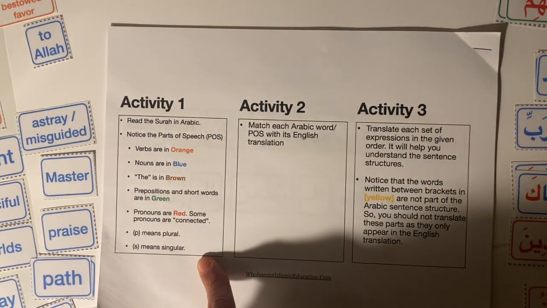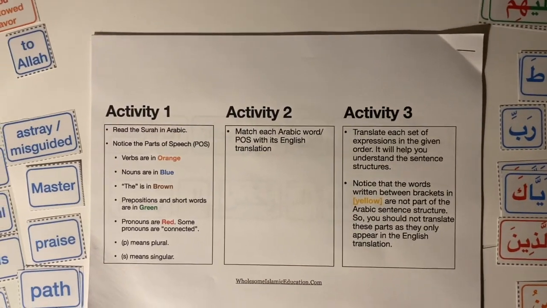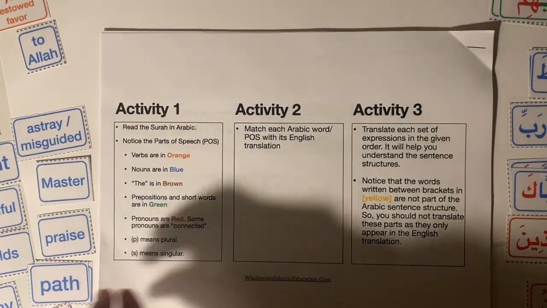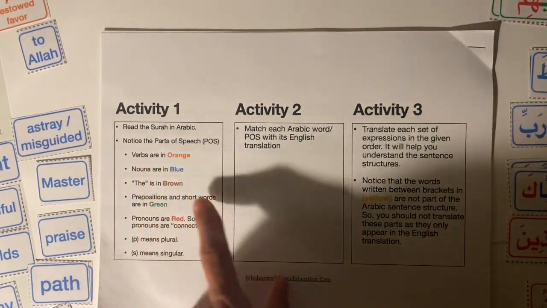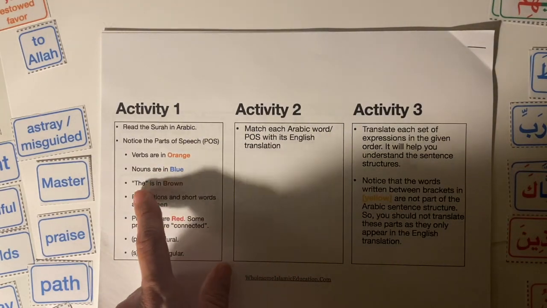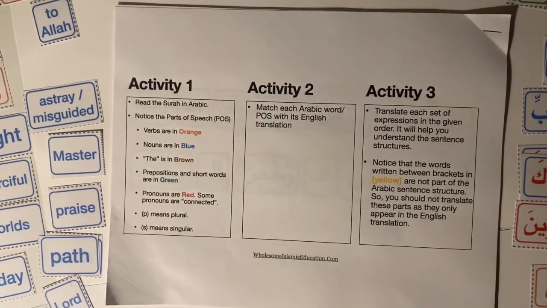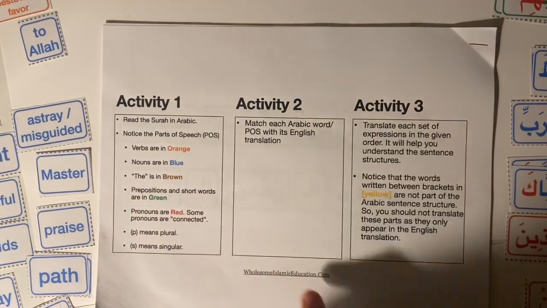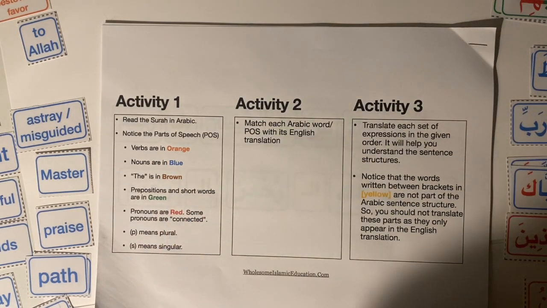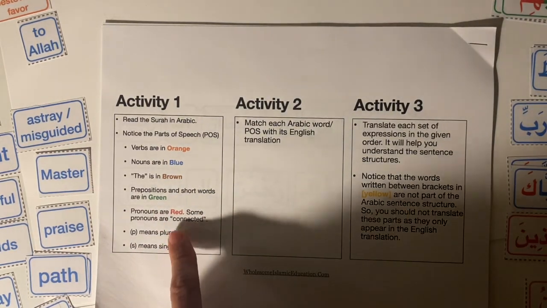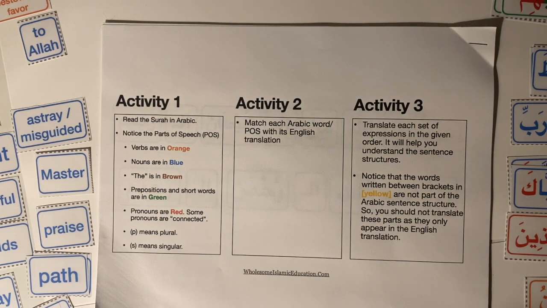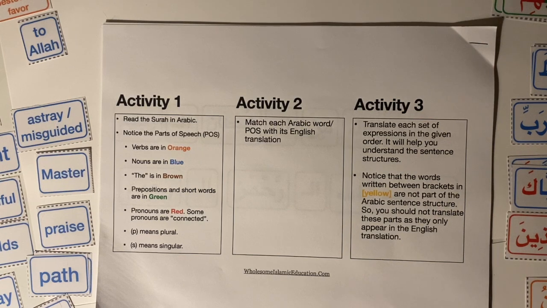Remember that the color codes used for the different words are used for different parts of speech. Even though you don't really have to tell your students that an orange word is a verb, a blue is a noun or adjective, brown is basically el, the definite article, or the in English. Green represents short words like prepositions, and then you have red for pronouns. And then you sometimes have some yellow words. These are words that might appear in the Arabic translation but not the English, or the other way around.